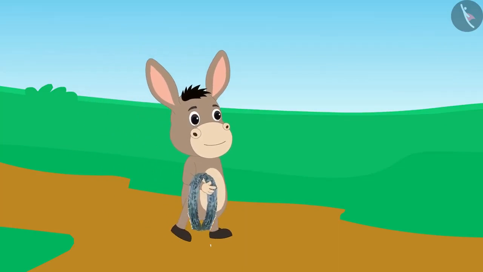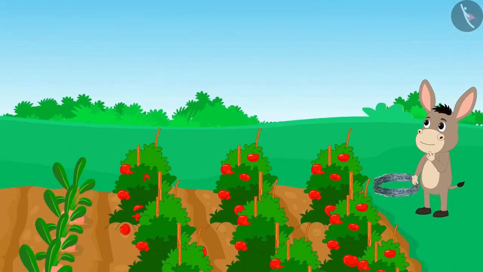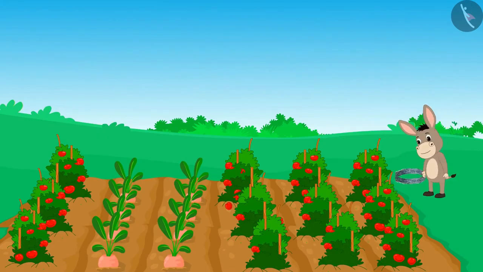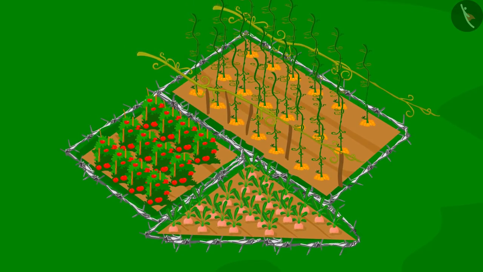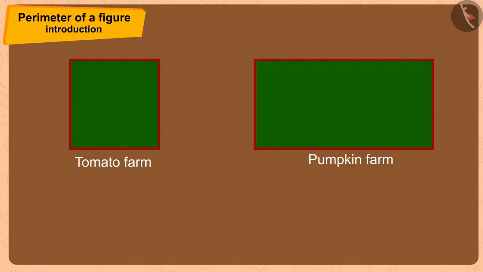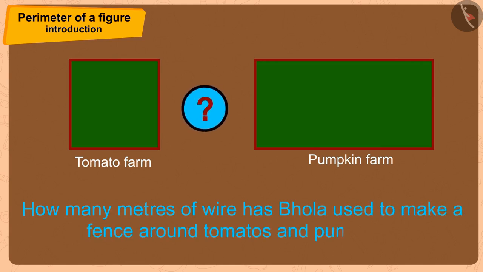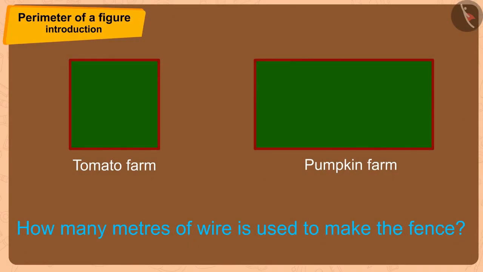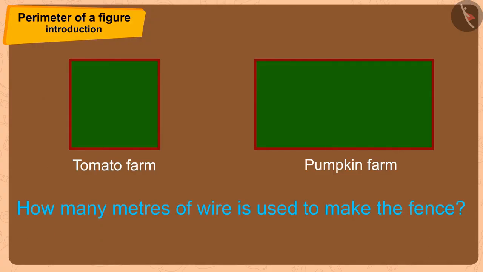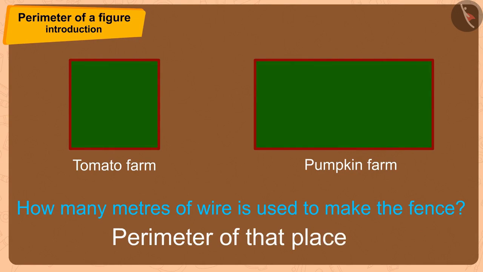He immediately brought the barbed wire from the market. Initially, Bhola made a fence for that part of the field in which tomatoes and pumpkins were sown. If tomatoes and pumpkins have been cultivated in these types of squares and rectangle shapes, can you answer how many meters of wire has Bhola used to make a fence around tomatoes and pumpkins? To estimate the length of the wire used in a fence, we need to find the perimeter of that place.